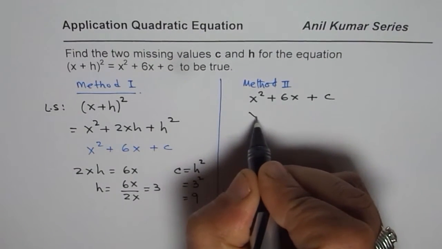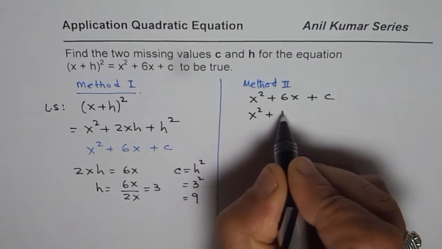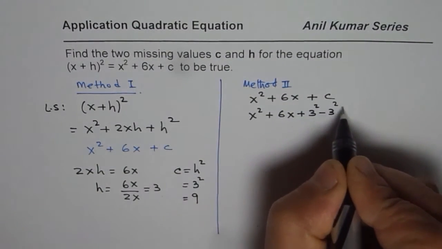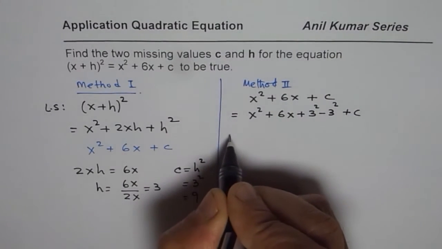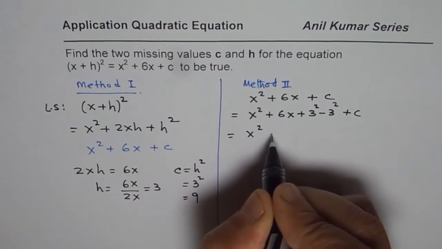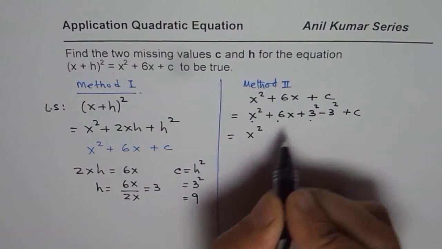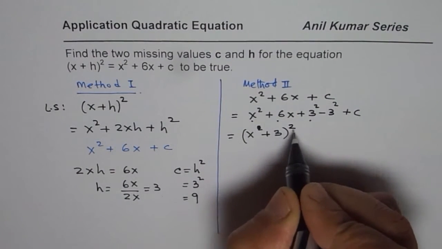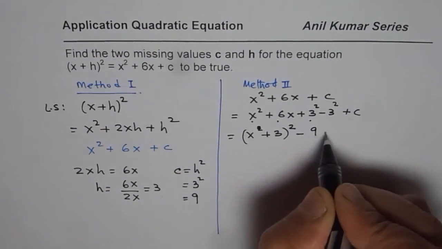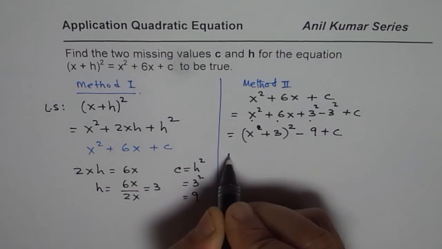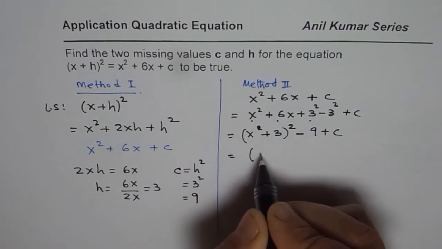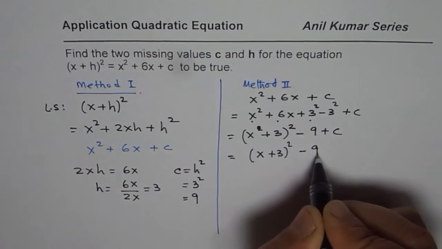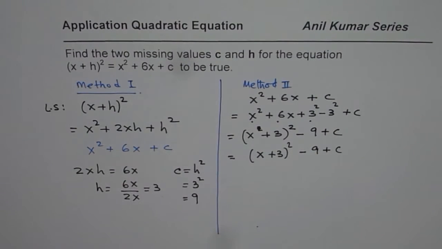To complete squares, we will add and subtract the square of half of 6, which is 3. 3 square minus 3 square plus c, correct? And that becomes x squared, and I can combine these three terms and write this as (x plus 3) whole square minus 3 square, which is 9, plus c. That gives me (x plus 3) whole square minus 9 plus c. I just rewrote the same equation.